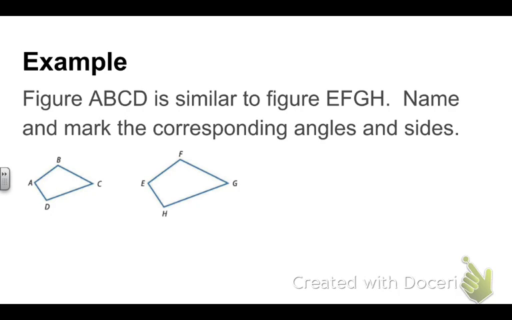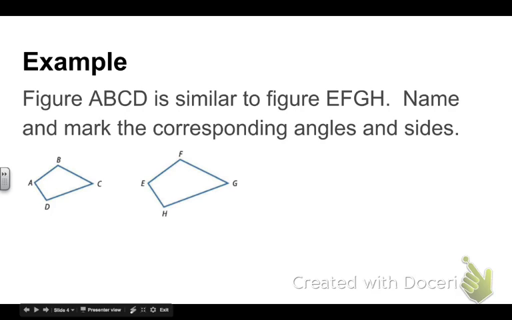So for example, figure ABCD, the left one there, is similar to figure EFGH. You can see one is larger than the other. So what I want to do is name and mark the corresponding angles and sides. This is going to take us a minute to do. Leave yourself a lot of room on the paper so we can mark everything. I don't know how familiar you are with the geometry markings, but I want to get you in good habits now.